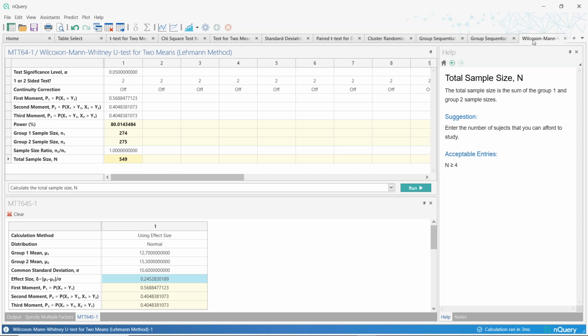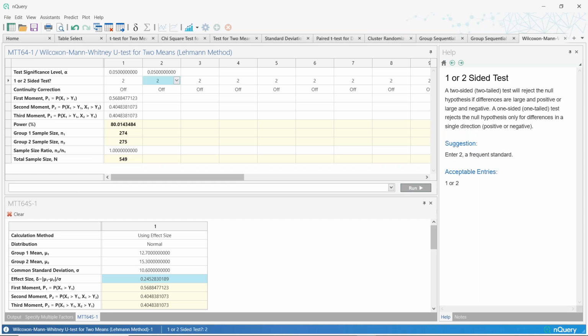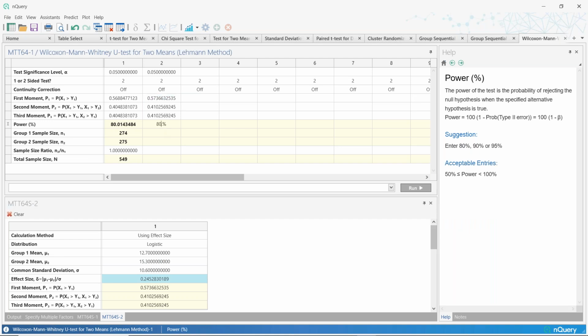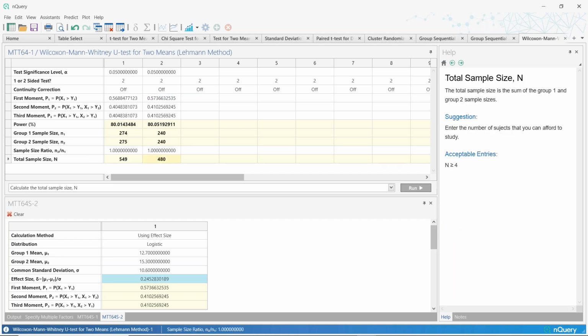If you run the t-test in a case where you have non-normal data, say logistic data, you'll see that the t-test doesn't perform that much worse in real terms. So if we redo this example and change the distribution to logistic, but keep the same means and the same standard deviation, if I run this for 80%, I get a sample size of 480.